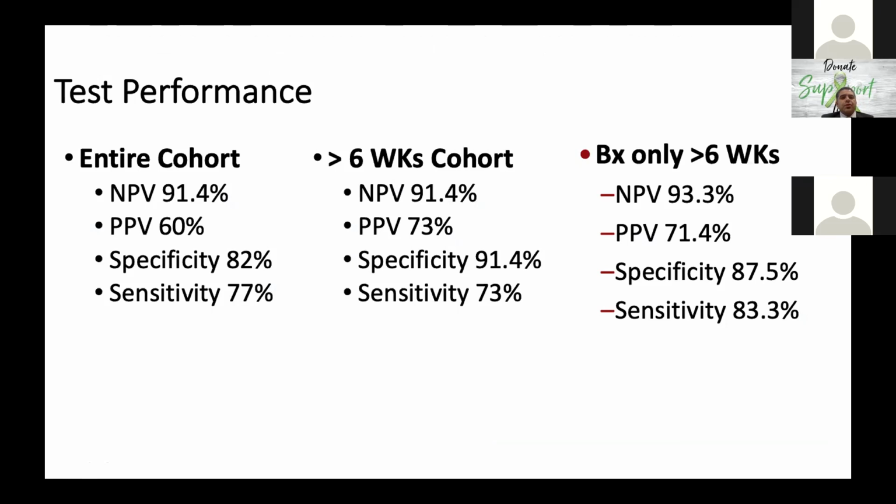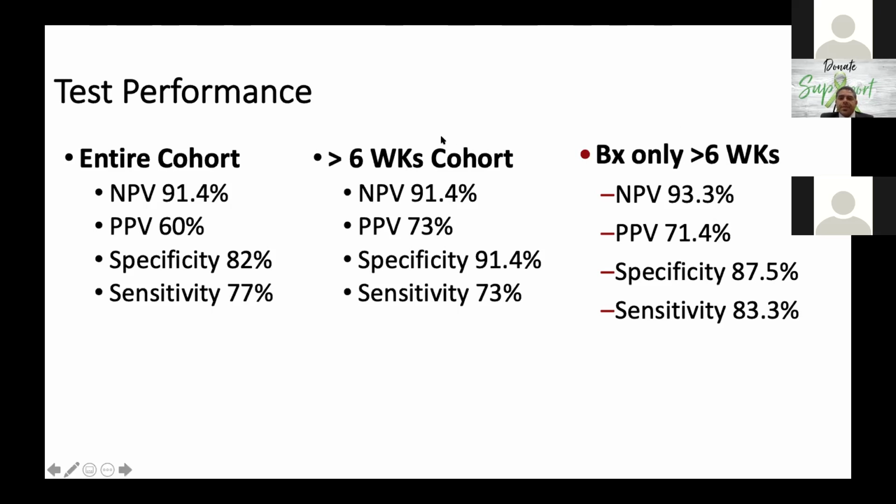When we looked at the entire cohort, the negative predictive value was 91%. That means if the test is negative, 91.4% of the time this is going to be a true negative. The positive predictive value: if the test is positive, there's a 60% chance there is rejection, and the 40% may not be. Specificity, when the test is negative in the setting of quiescence, was 80%. The sensitivity, meaning that the test is positive in the setting of rejection, was 77%.